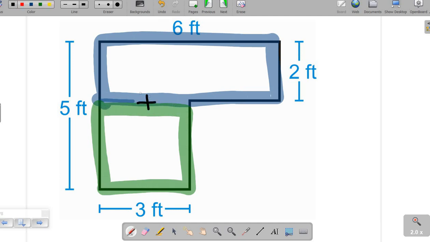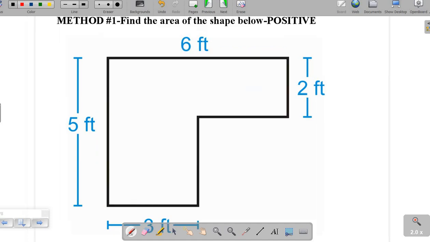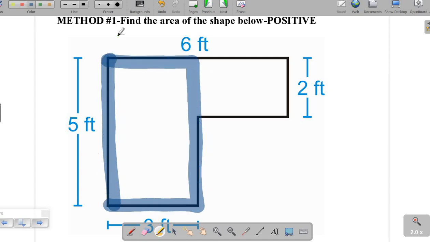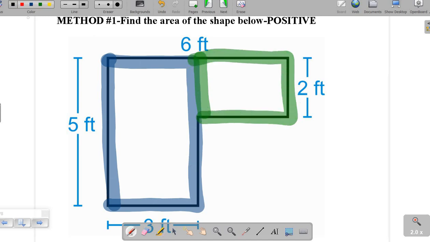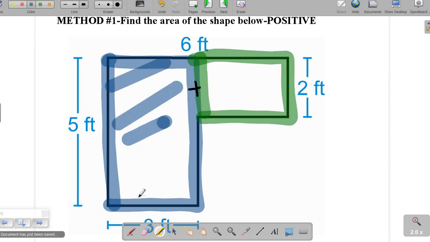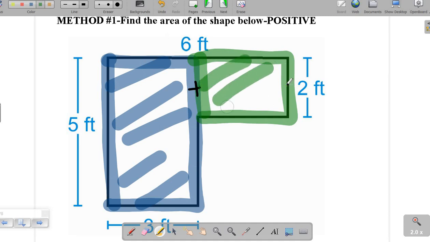That's why this method is called positive. Or we could visualize it vertically, going this way. You're going to get the same thing. And once again, you'd find the area of both of these and add them. Okay, that's called positive, because you're adding the area of other shapes. That's why we call this the positive method.